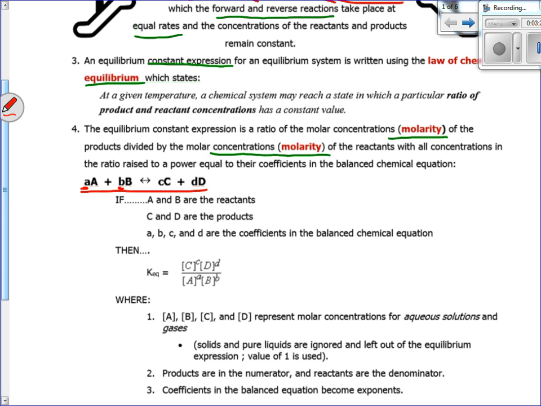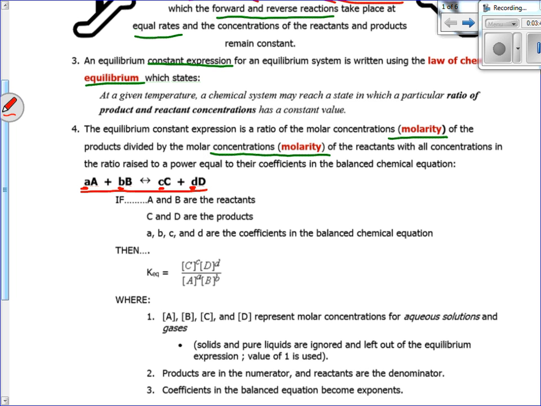Over here on this side is C. C is going to be the first product. Okay, and that little c is going to be the coefficient, and the little d is going to be the coefficient for product D there, the second product on that side. So the second product will be D here.